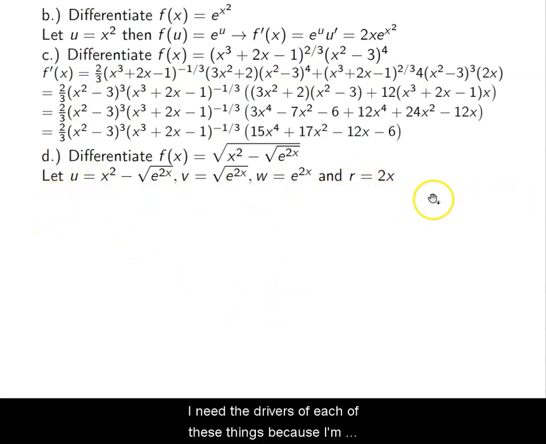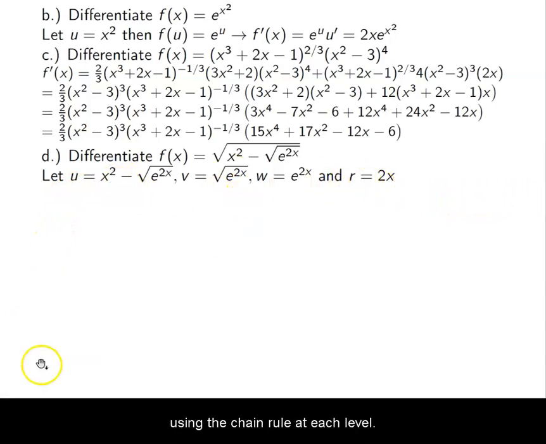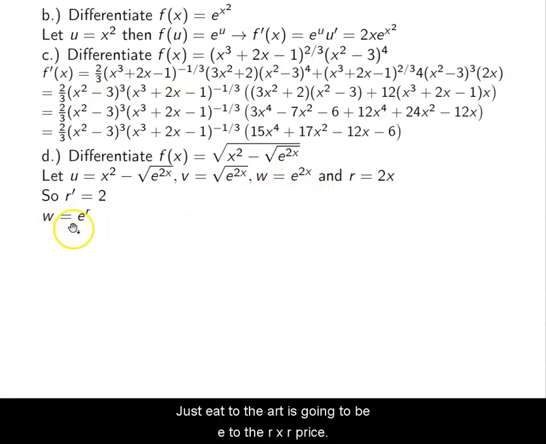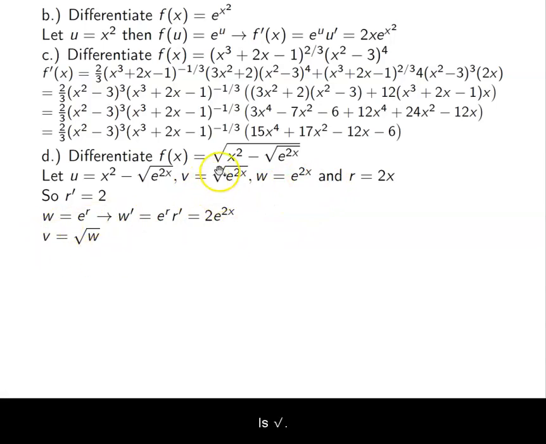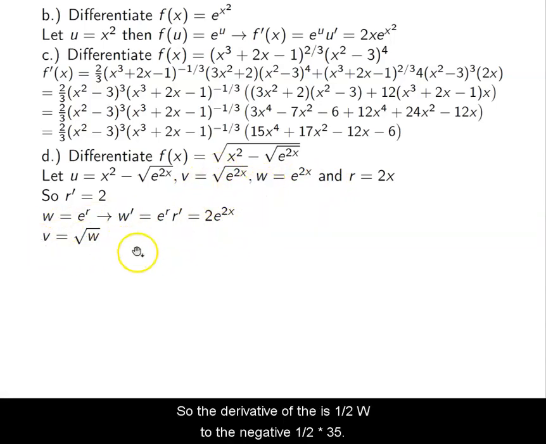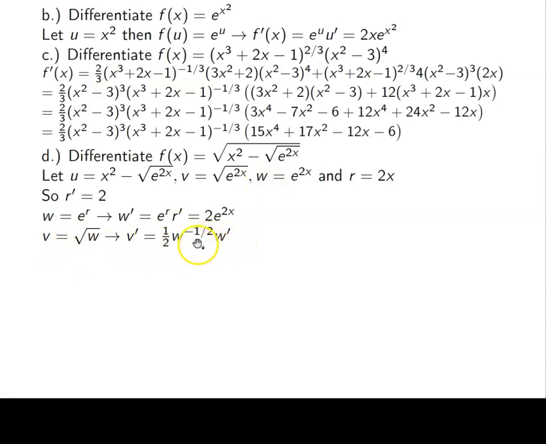I need the derivatives of each of these things because I'm using the chain rule at each level here. Okay, so the derivative of r is just going to be 2. The derivative of w, which is e to the r, is going to be e to the r times r prime, which if we make that substitution is 2e to the 2x. Okay, v is square root of w, so the derivative of v is 1/2 w to the negative 1/2 times w prime, okay, by the chain rule. So then we make that substitution for w, which is 2e to the 2x. So we'll have 1/2 times 2e to the 2x.